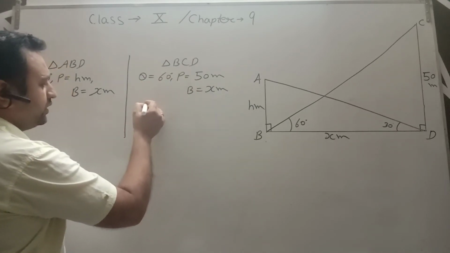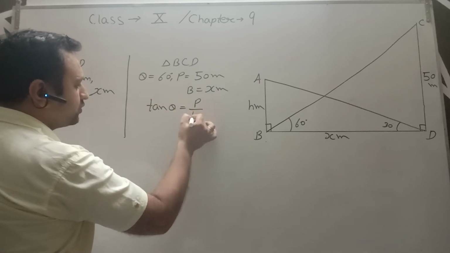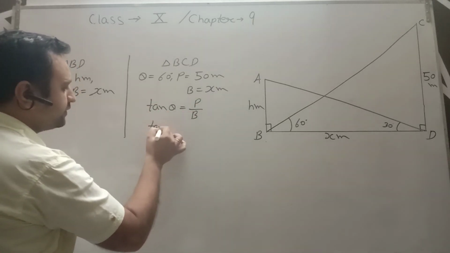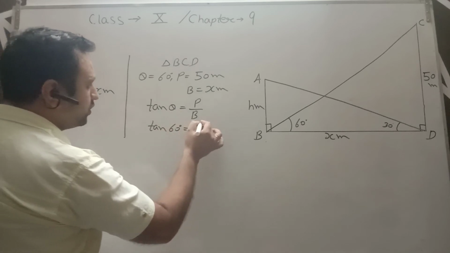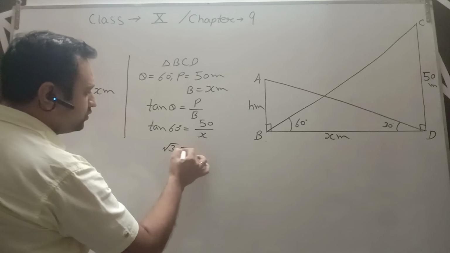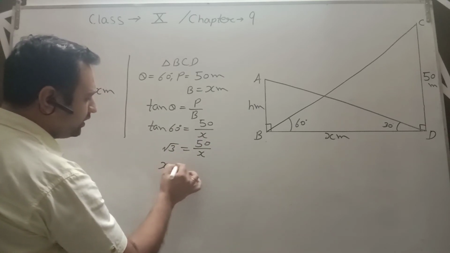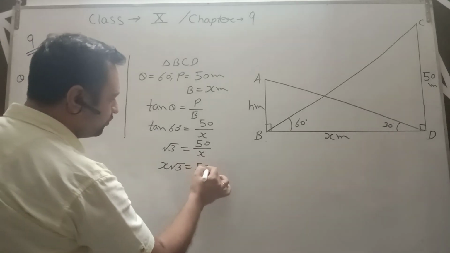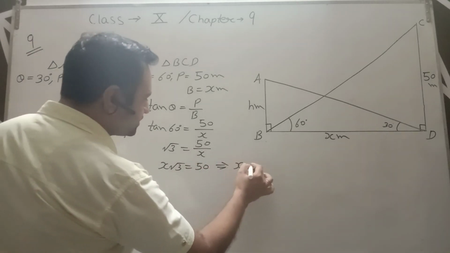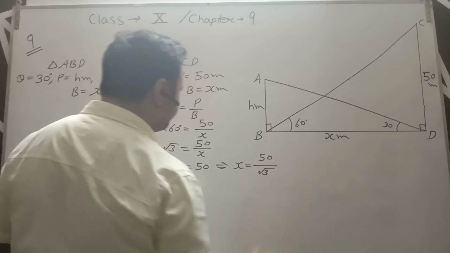We apply the trigonometric ratio for perpendicular and base. Tan theta equals perpendicular upon base. Tan 60 degrees equals 50 upon x, so root 3 equals 50 upon x. After cross multiplying, x root 3 is equal to 50. So x is equal to 50 upon root 3.